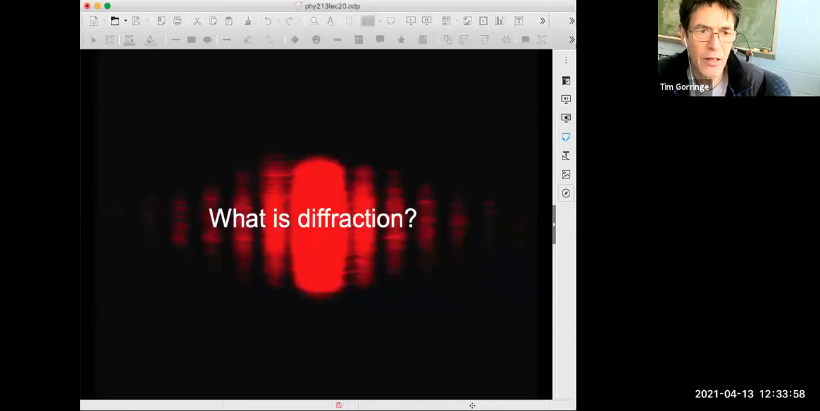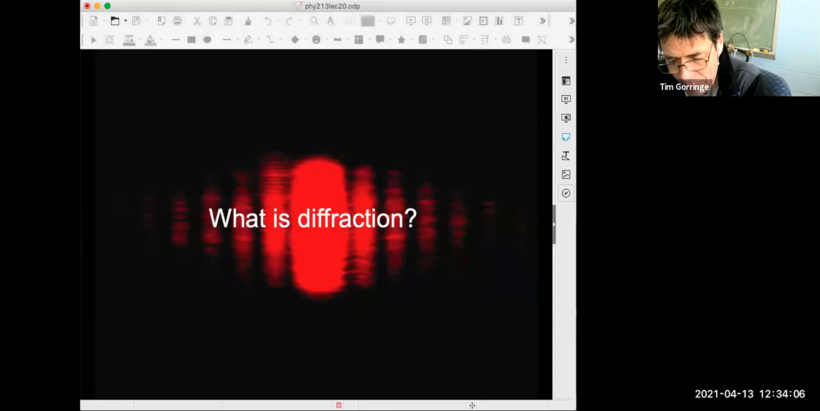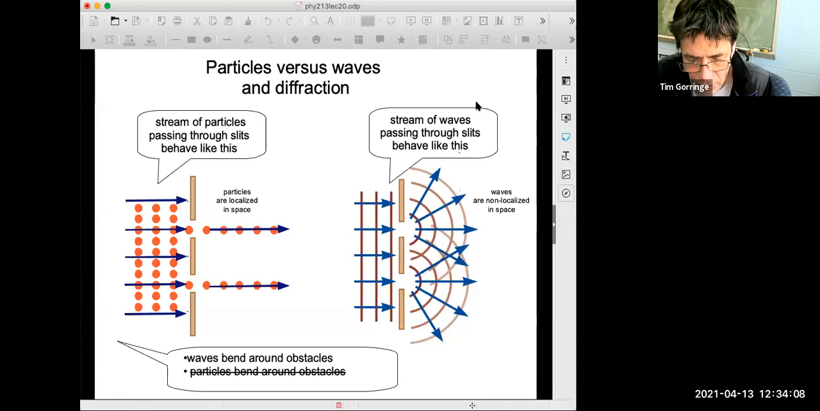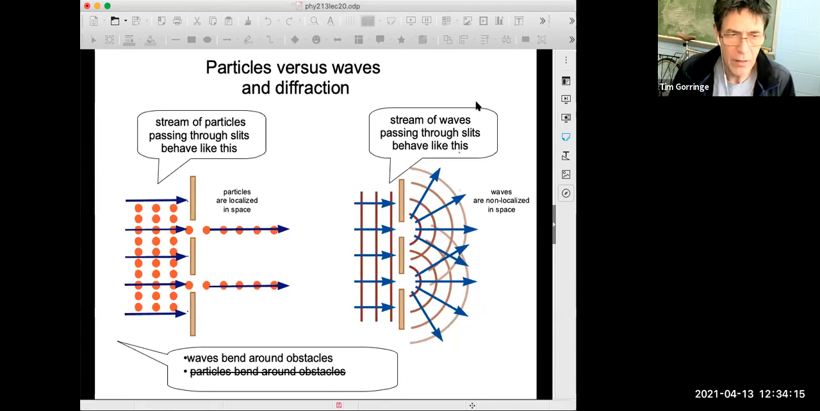Okay, so let's begin with, we better figure out what diffraction is. We better understand what diffraction is. So that's the first step. Well, on this slide, I'm comparing a property of particles with a property of waves.